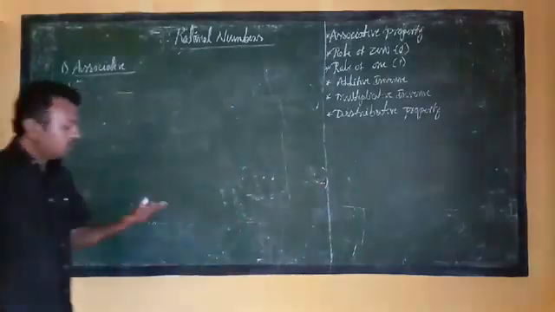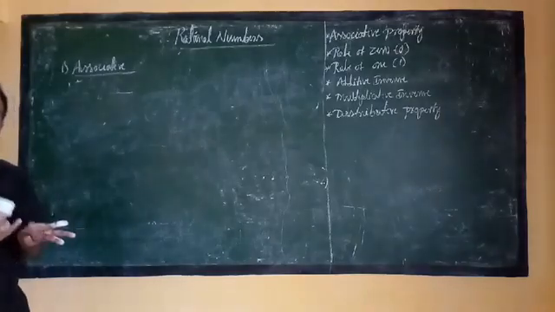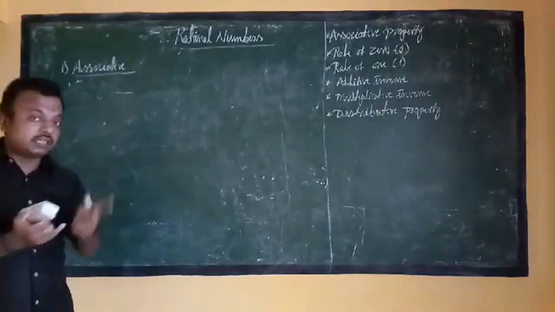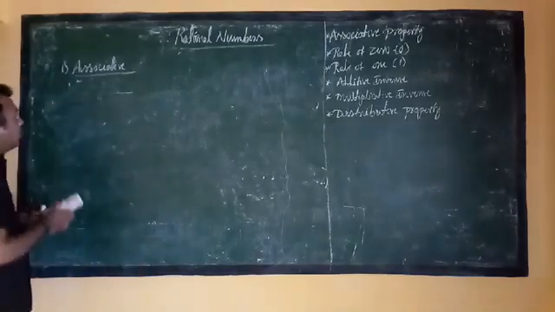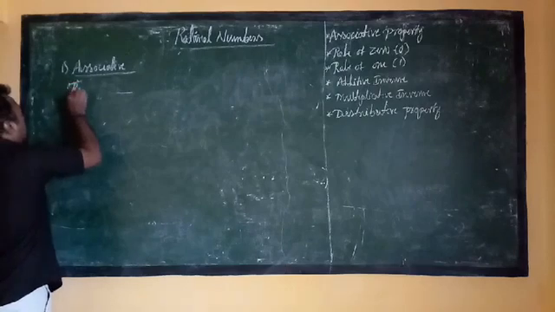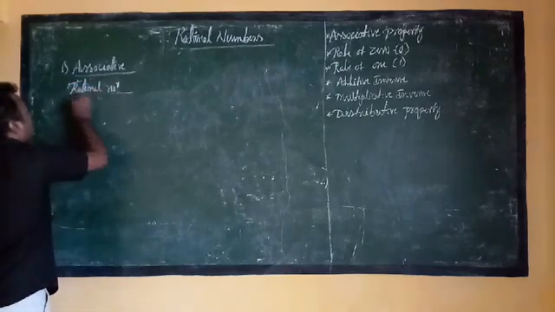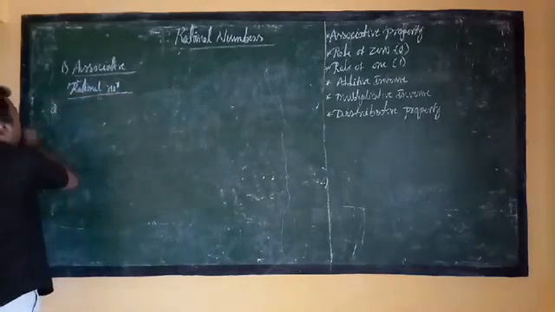See students, the associative property of whole numbers is satisfied under addition and multiplication only. It does not satisfy under subtraction and division. Like that, integers have the same property. So in the rational numbers, let us check it. For addition, is it satisfied or not? Multiplication, is it satisfied or not? So let us check it.